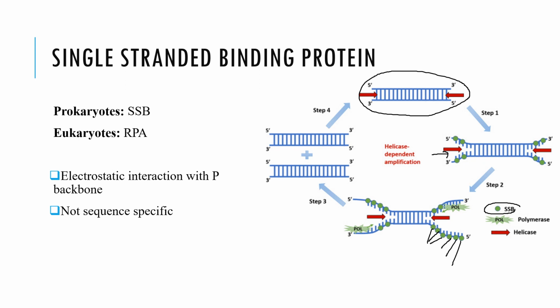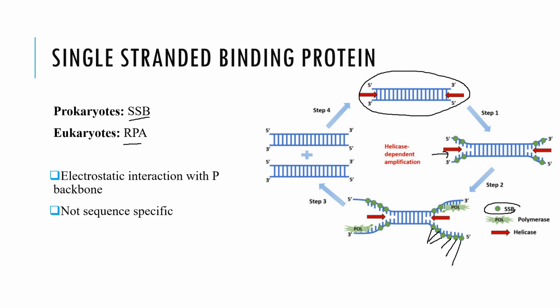In that case the process of DNA replication may be affected, but because of the presence of single stranded binding proteins, which do not rewind the DNA strand, the DNA strands get separated or remain separated. In case of prokaryotes, single stranded binding protein is called the SSB, whereas in case of eukaryotes it is called the RPA.